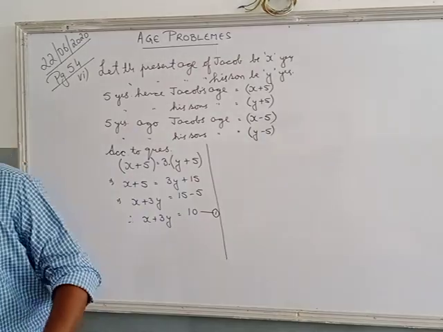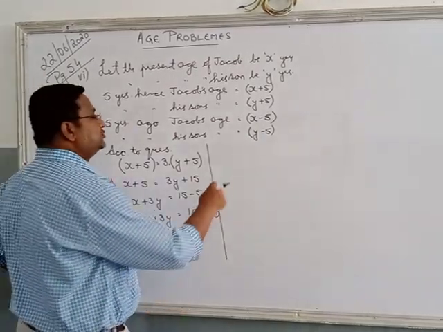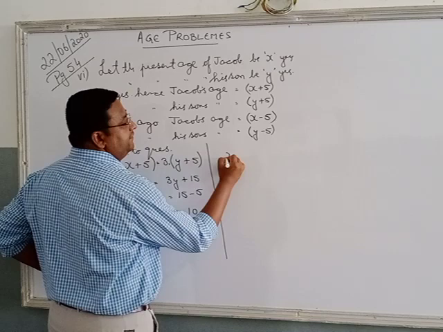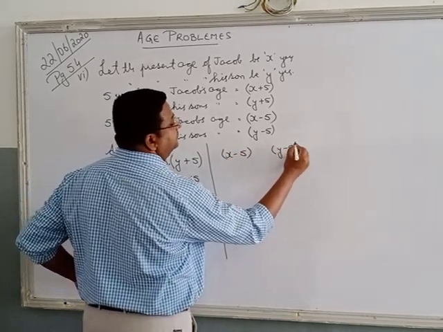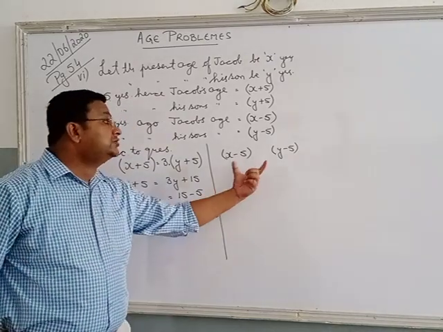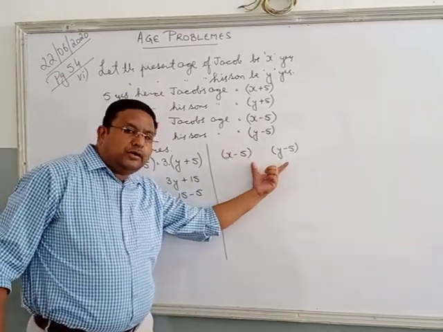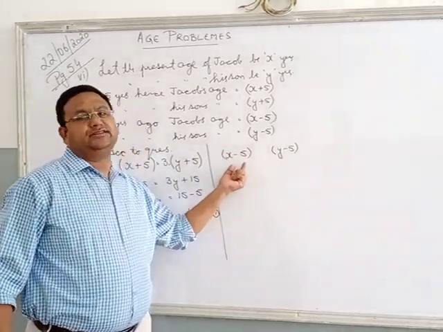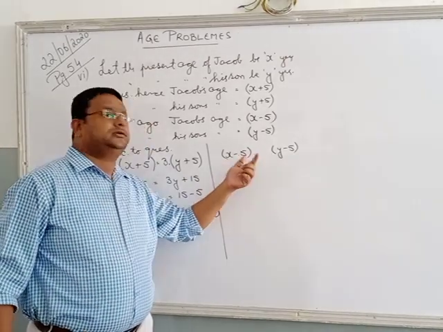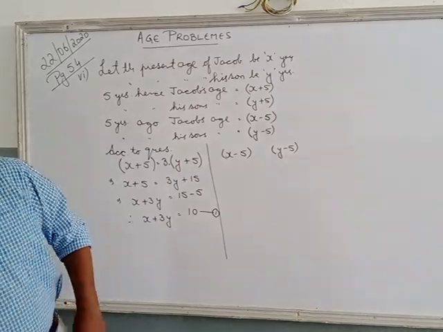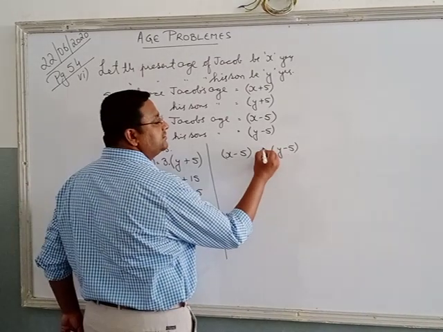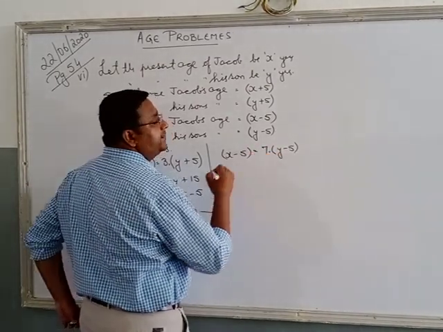Second condition, 5 years ago, Jacob's age. So again, 5 years ago, these are the ages X minus 5 and Y minus 5. Again, whose age is more? Definitely father's age is more. How much? That is the condition. 5 years ago, Jacob's age was 7 times that of his son. So 7 into (y minus 5).